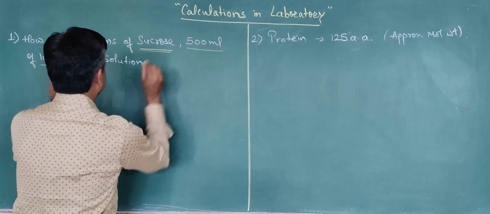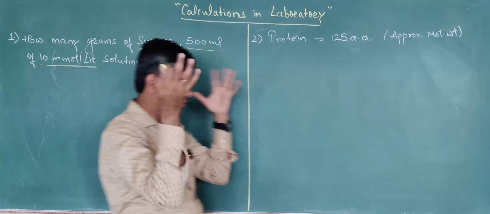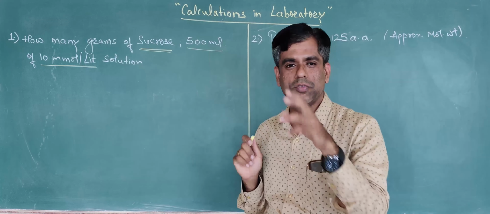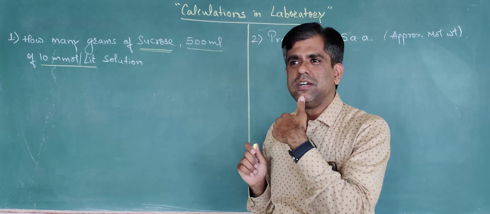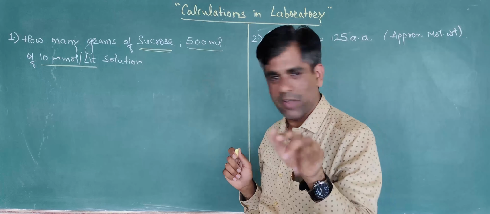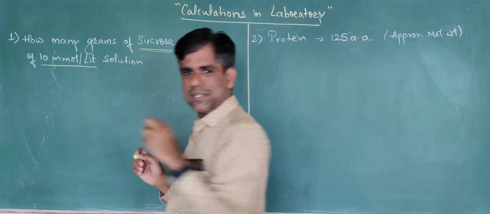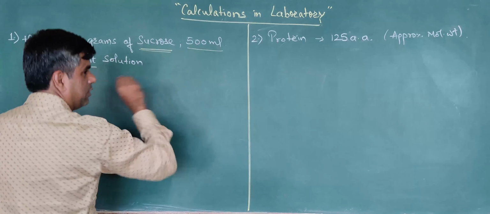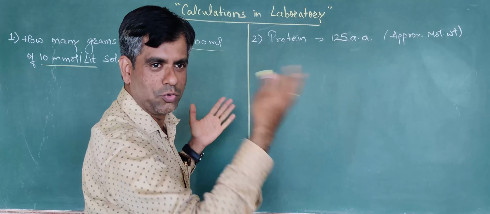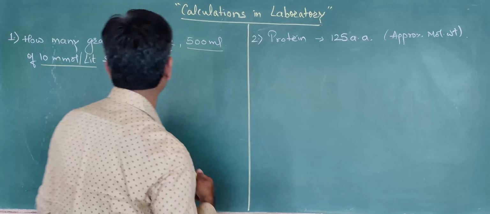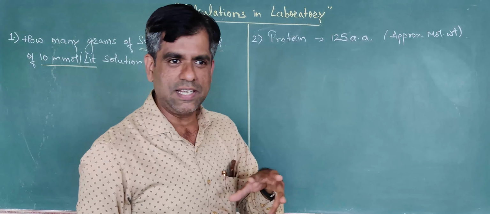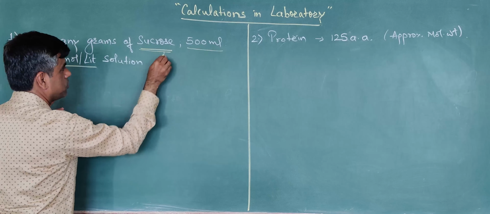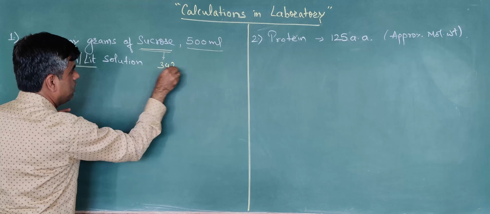Whenever we are talking about molarity, normality and all those things, we know that we are going to need the molecular weight. Sucrose is glucose plus fructose, 180 plus 180, 360. One water molecule goes out when glucose and fructose combine, there is dehydration synthesis. So we have 360 minus 18, 342. So the molecular weight of sucrose is around 342.